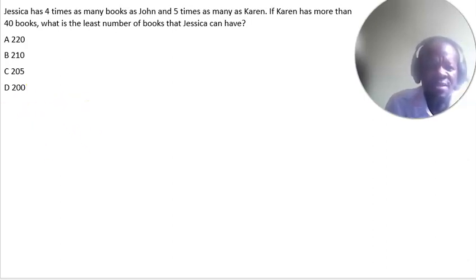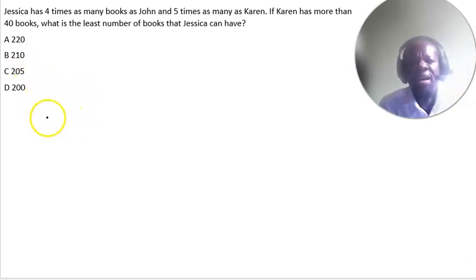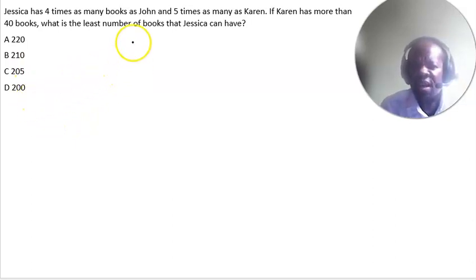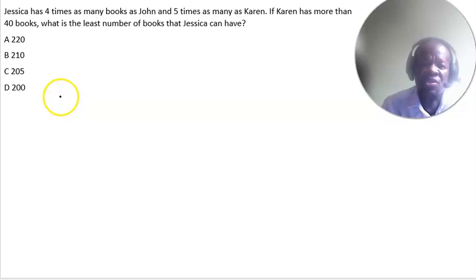Now the question says: Jessica has 4 times as many books as John and 5 times as many as Karen. If Karen has more than 40 books, what is the least number of books that Jessica can have? Type of question where back solving will work very well. Back solving means using the options to decide which of them is the likely answer. But I wouldn't want to do that today. I want to solve the question directly without using the options.